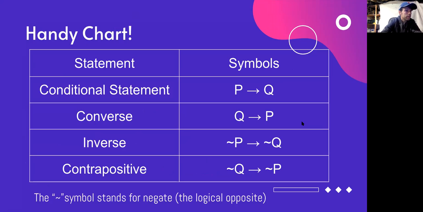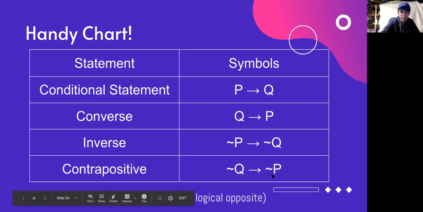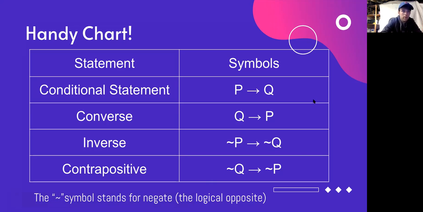Okay. So quick chart here to sort of help you out. So if you have original conditional statement, if P then Q, the converse will switch those. So if Q then P, the inverse will keep them in the same order as the original, but they'll negate both. So if not P, then not Q. And the contrapositive, kind of a combination of those last two, switch and negate. So if not Q, then not P. This can kind of help you. Some people like it, some people don't.